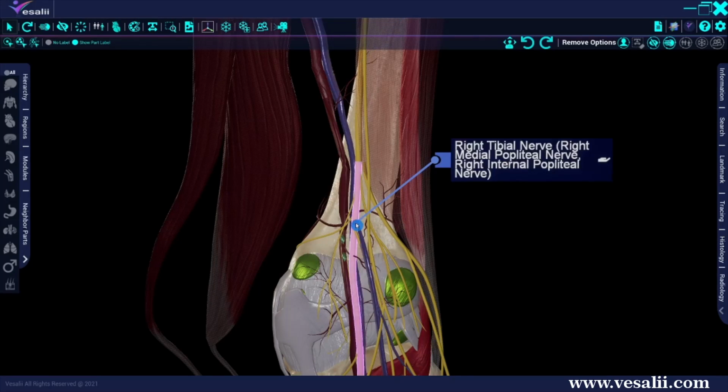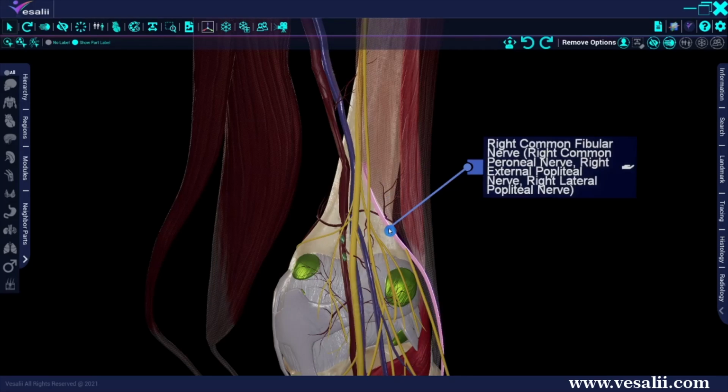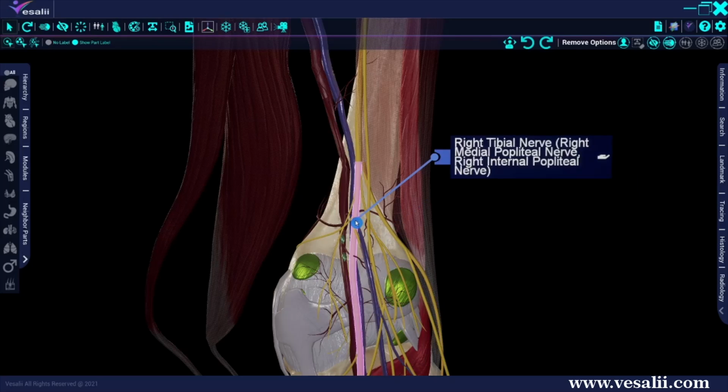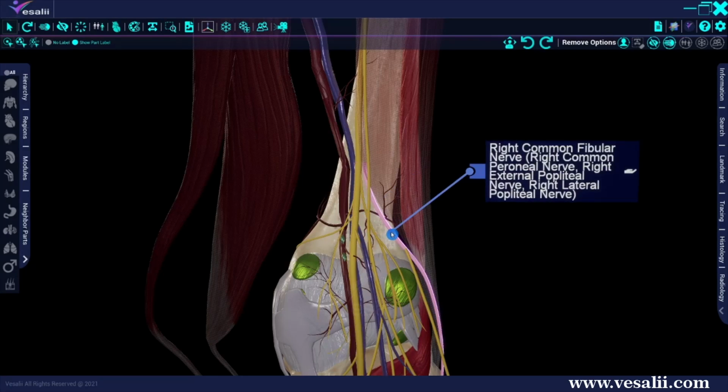The tibial nerve and common fibular nerve are branches of the sciatic nerve. The tibial nerve descends centrally, and the common fibular nerve descends laterally, crossing the popliteal vessels posteriorly.